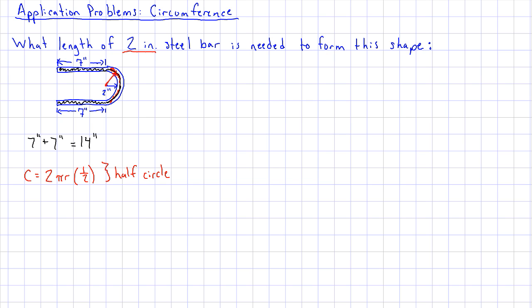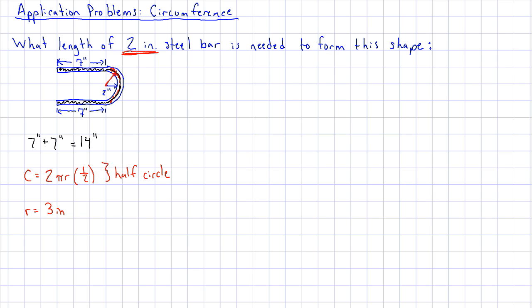inner radius, plus 1 inch. I have to add an extra inch because I have to get halfway through the bar. I have to get to the center of the bar. So the radius is actually going to be 3 inches instead of 2. That is really the key to this problem. Once you have that, then we plug in our values.